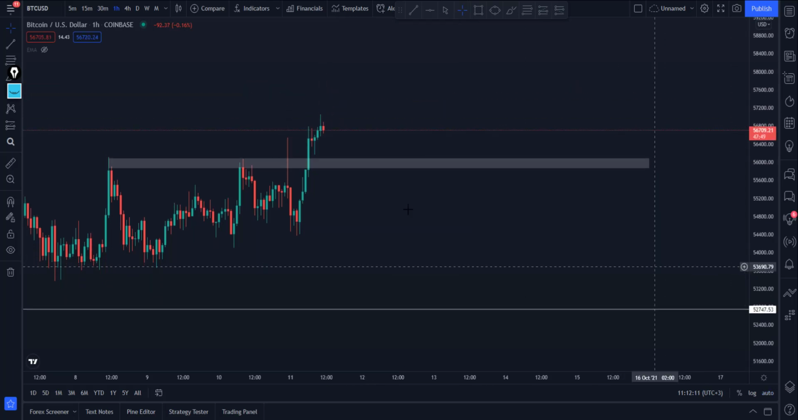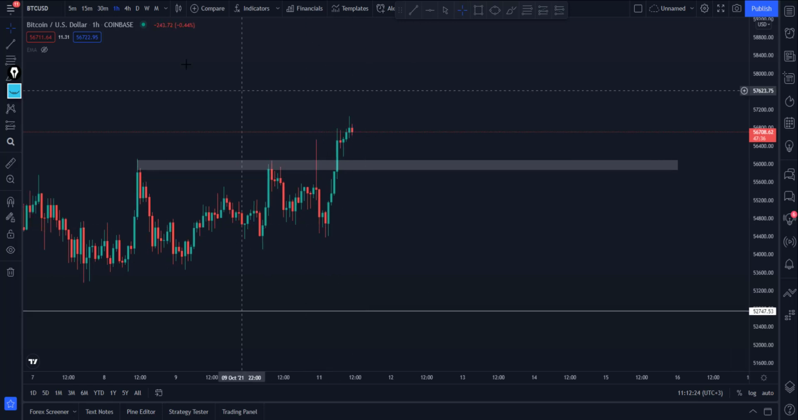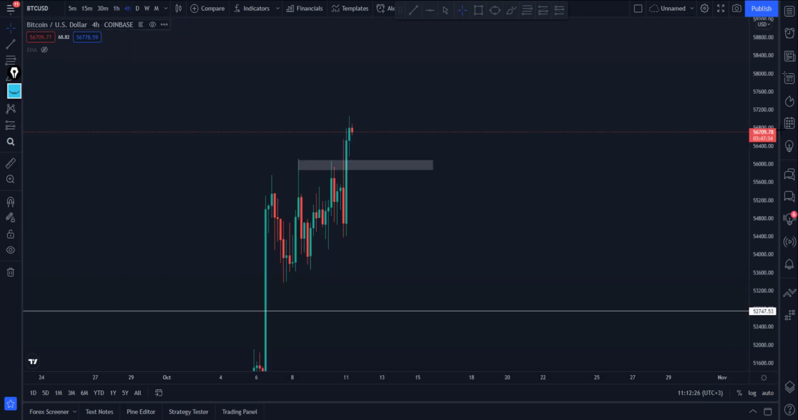Okay, so I personally think that this opportunity here on the hourly chart is much better, a bit more confirmed, and that's what we're looking for, a higher probability. Okay, so watch out for price action here on Bitcoin, but it looks like price will continue higher.